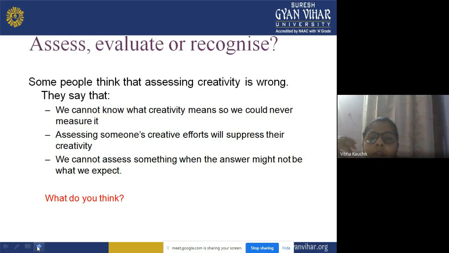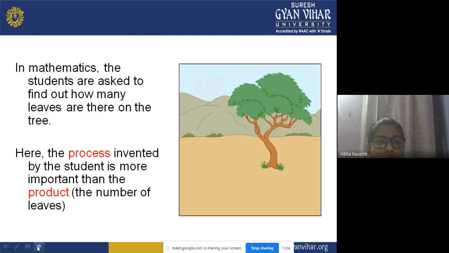When we make students free to think in a creative manner, different solutions will arise to a problem. You might not give the answer I expect. No, you will give answers according to your thinking process, according to your viewpoint. What do you think? Now you have to tell me whether creativity should be assessed, measured, evaluated, or recognized.